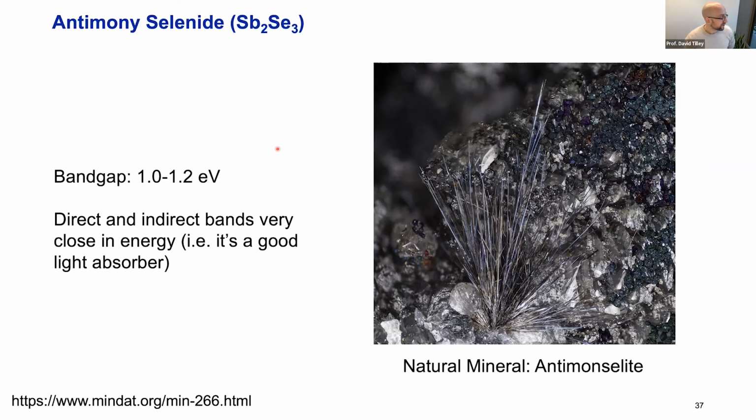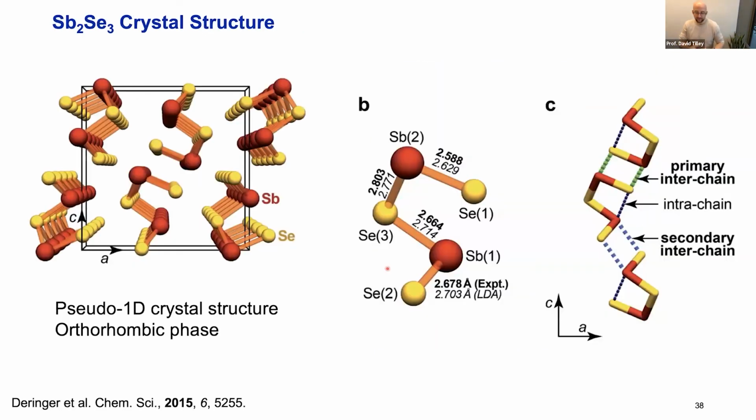So that's why we're interested also in other light absorbers, copper oxide and antimony selenide here. So this is a low-cost material. So, right, this just means it's a good light absorber. And we can see that in nature, it grows in these one-dimensional spines. And if we look at the crystal structure, we can sort of see why that is.